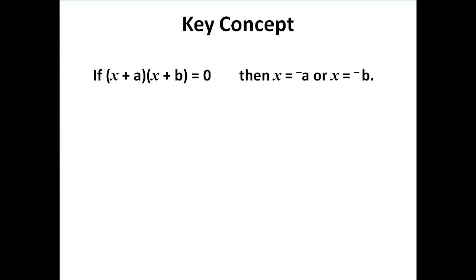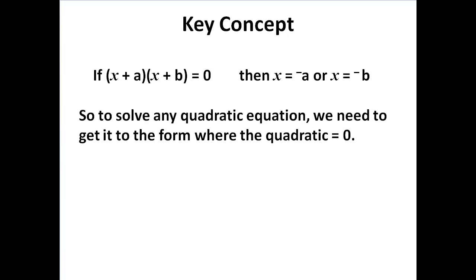That's what we have to remember. If we have a factorized quadratic equal to 0, then the solutions are the negative of the two factors. So we need to head in that direction when we solve a quadratic. We need to get to the form: a quadratic is equal to 0.